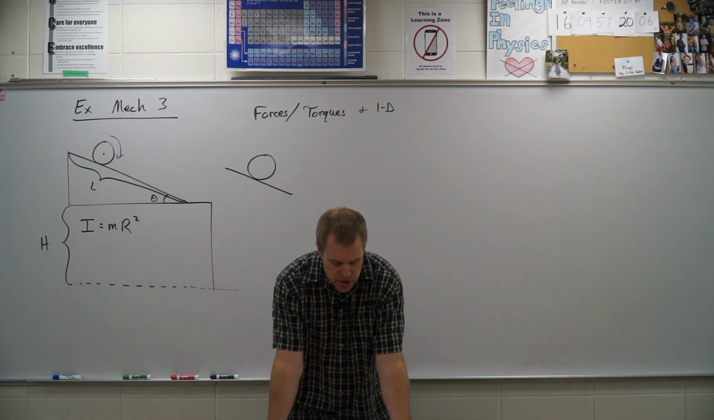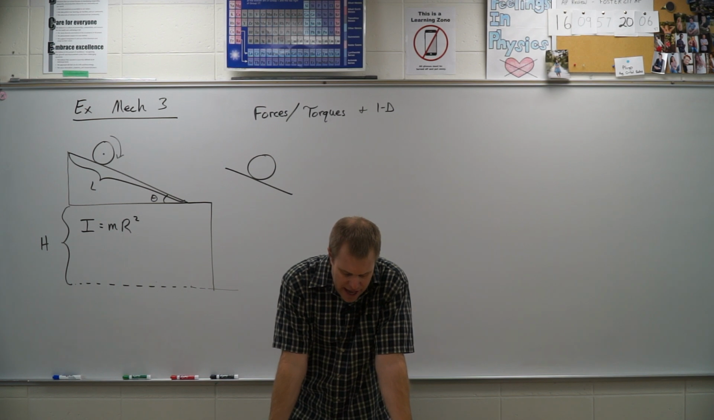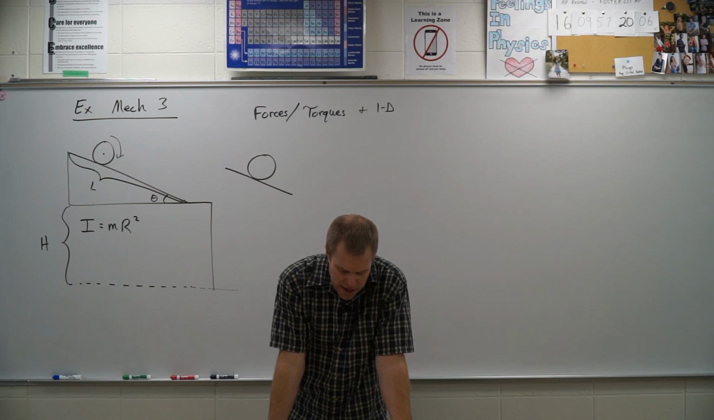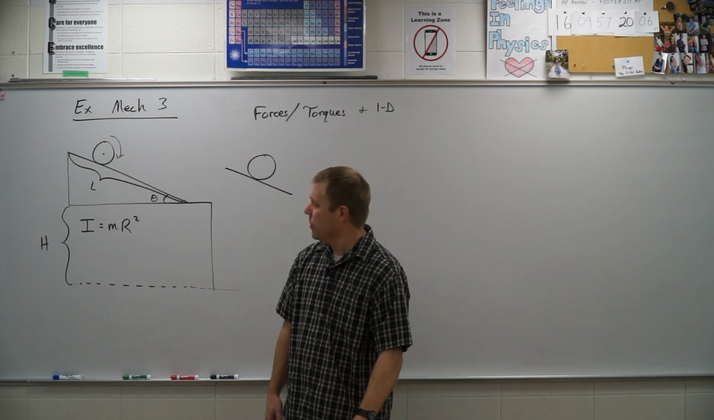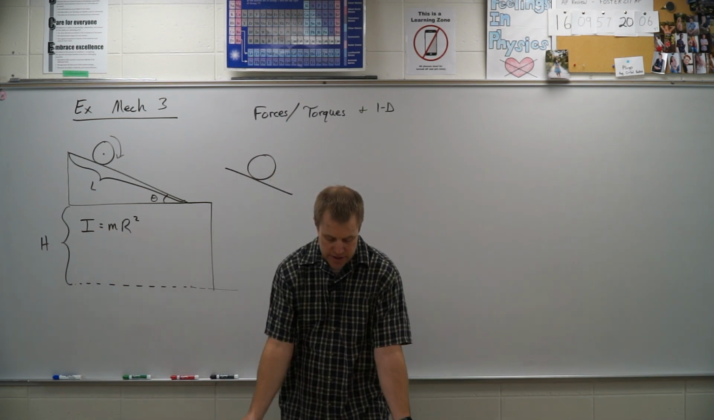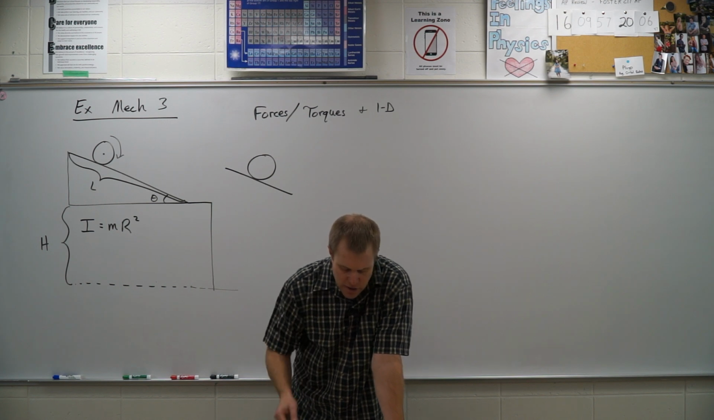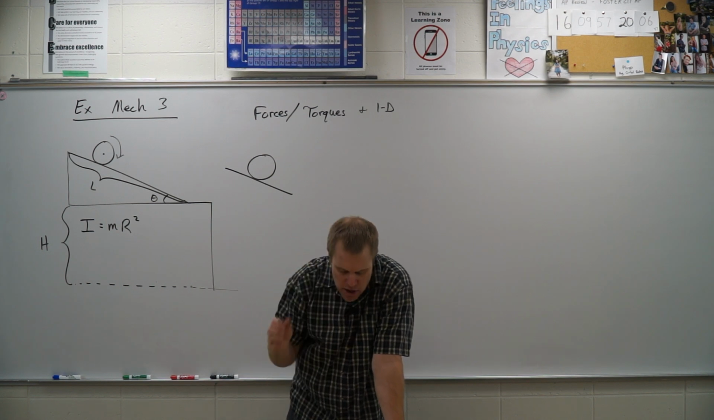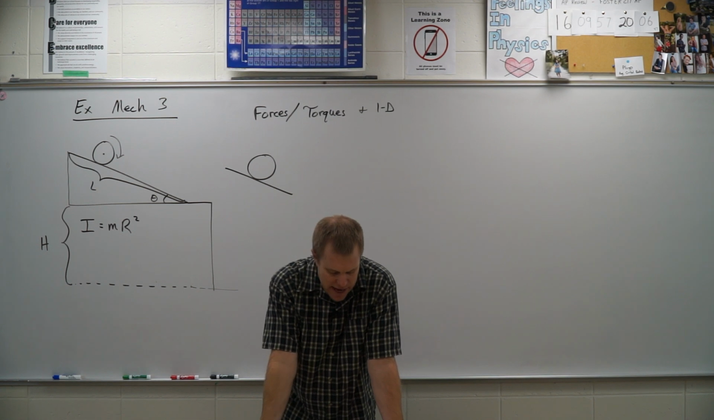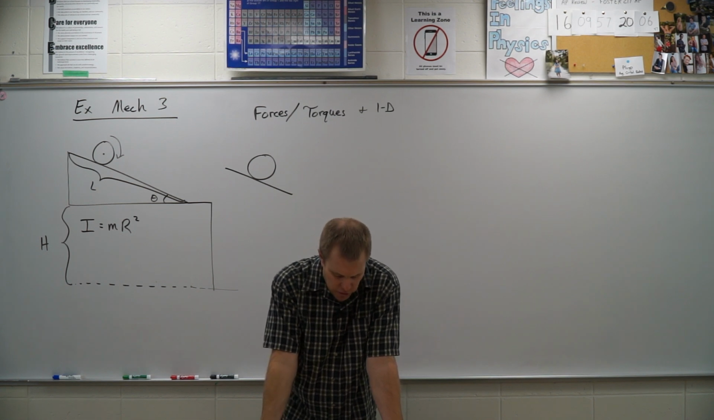So it says a thin hoop of mass m and radius r and rotational inertia mr squared, so we know the moment of inertia for this, is released from rest at the top of a ramp of length L. Okay, the ramp makes an angle theta with respect to the horizontal tabletop to which the ramp is fixed. This table is at a height h above the floor. Assume that the hoop rolls without slipping.